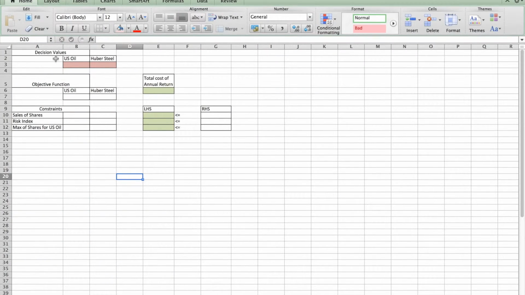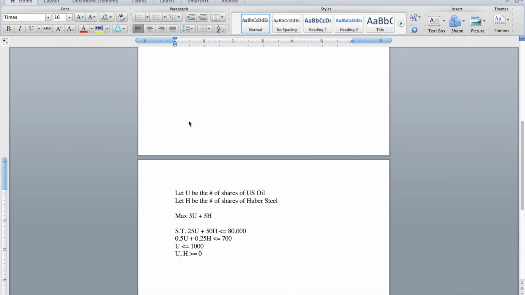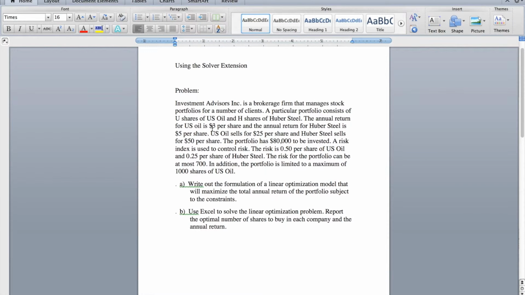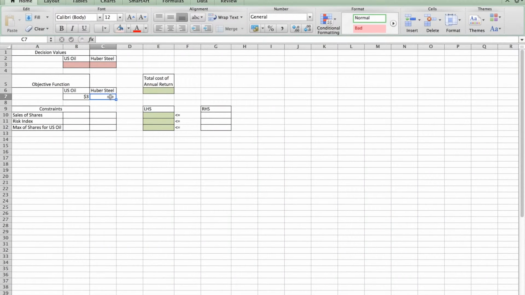Now we're going to put this all in Excel format, which I have set up over here already. We're going to have the decision values right here, which basically will be where our answer is going to be located. This is the objective function, where we will put the $3 over here to represent the per share, as it is located right here, $3 per share and $5 per share. So we put 5 right here.